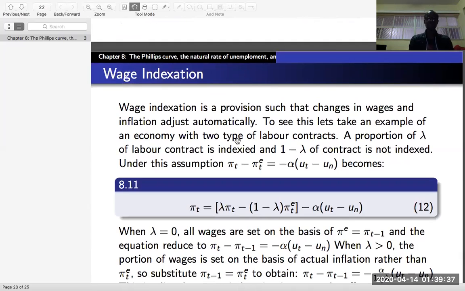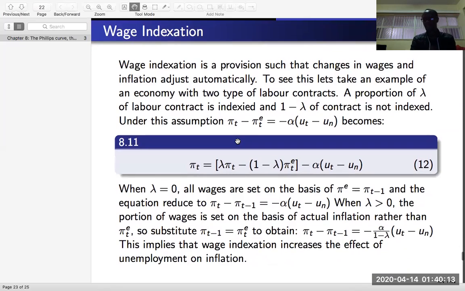So to correct for that, firms don't like long-term contracts, so they set short-term contracts and they index them. Indexing is like using a price stabilizer, where you weigh wages in such a way that wages and inflation adjust automatically. So let us look at it by having two forms of labor contract, one which is indexed and one which is not indexed.